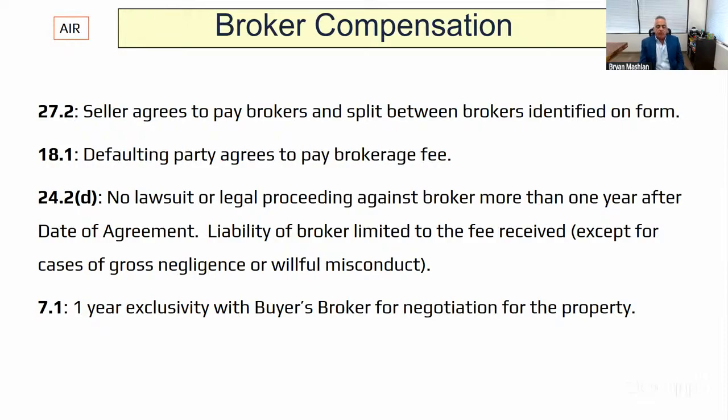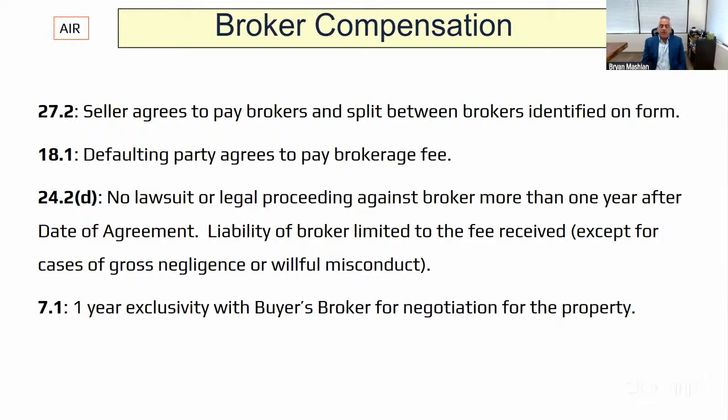Section 24.2D puts a 1-year statute of limitation on suing the broker for negligence, and it also caps the broker's liability at the fee that the broker received, except in case of gross negligence or willful misconduct. And 7.1 says that if the buyer buys the property within a year after the buyer makes the offer, then the broker is going to be representing the buyer.